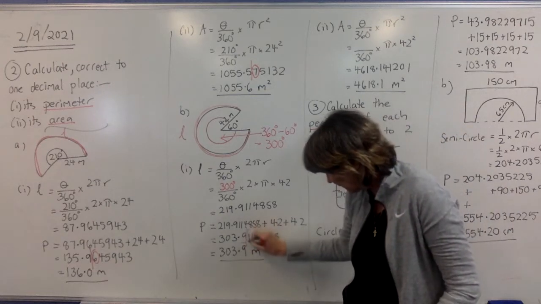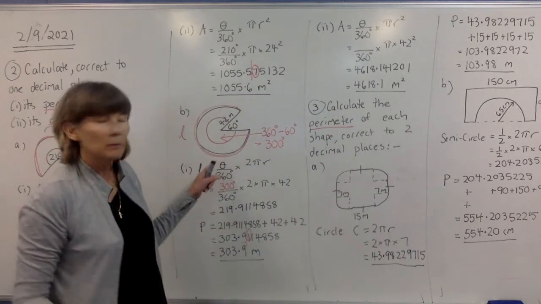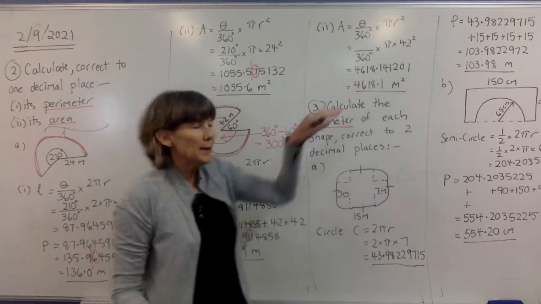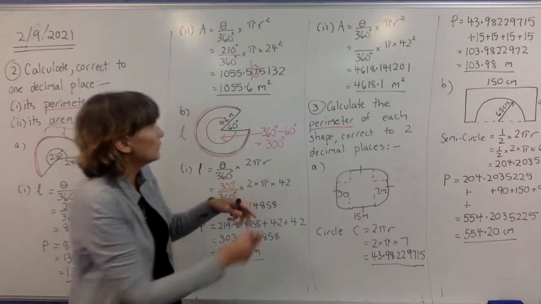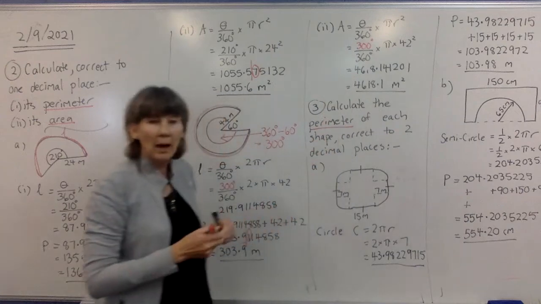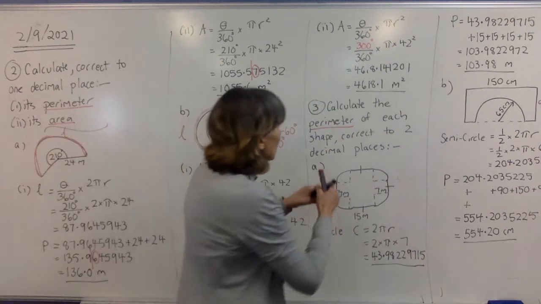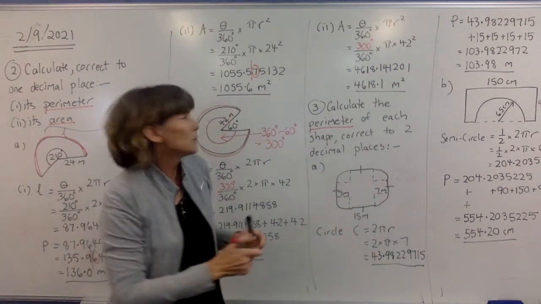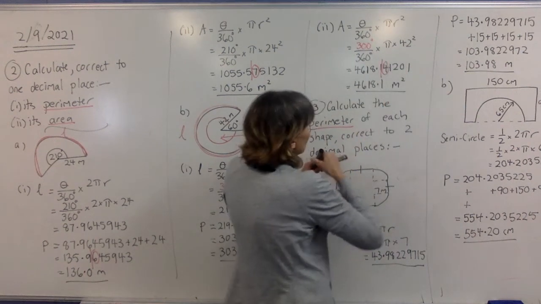Okay, next one. Over here we're doing the area for that same shape. So our area formula is theta over 360 times pi r squared. Remember, your angle is this one here. We just found it's 300. So that goes in there. Times pi times the radius, 42 squared. And then put it in your calculator and you'll get that answer. And then we're rounding off to one decimal place at the end.